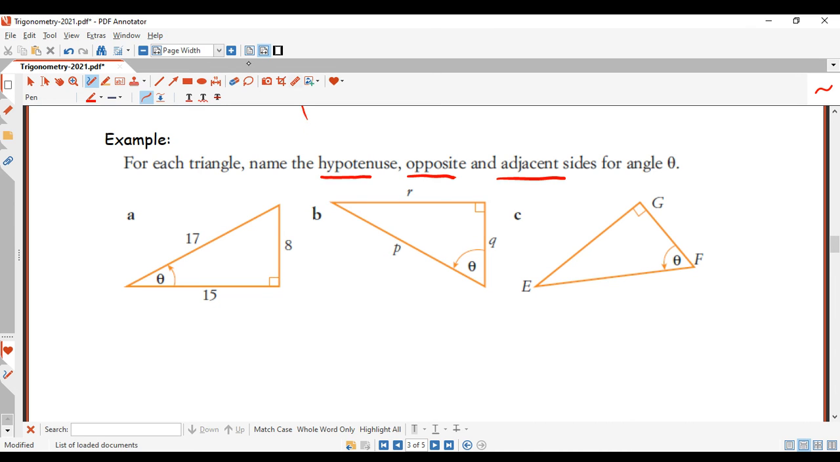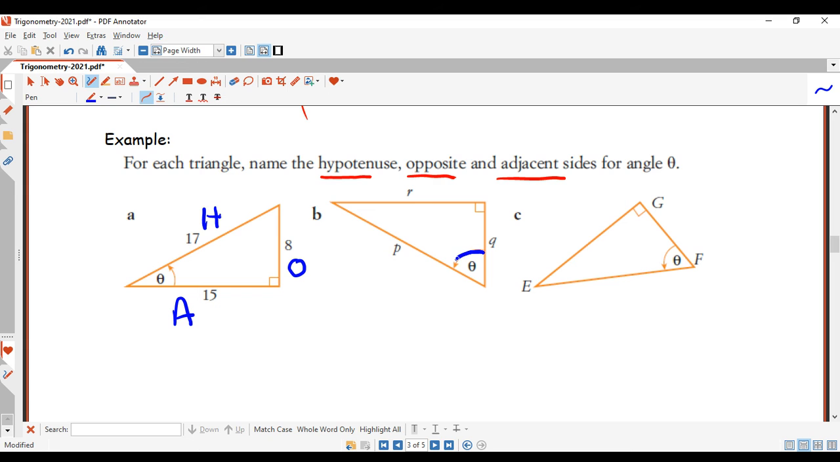Okay, so let's have a look at the first one. Now here's my marked angle theta, and here's my right angle. So I'll start off with the hypotenuse first, which is there. Don't worry about these numbers yet. They'll come into play a bit later on. The opposite side is the 8, so we call that opposite, and the side next to this is the adjacent. Okay.